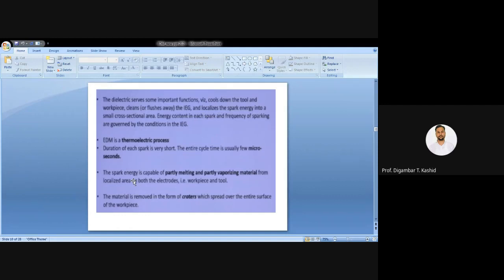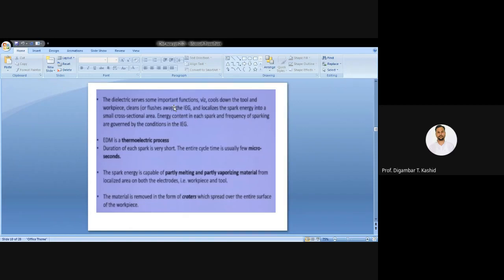Now, as we know, the dielectric fluid is supplied in between your tool and electrode, in that inter-electrode gap. So the dielectric fluid acts with some functions. I have written some of the functions here, because this dielectric fluid serves some important functions.